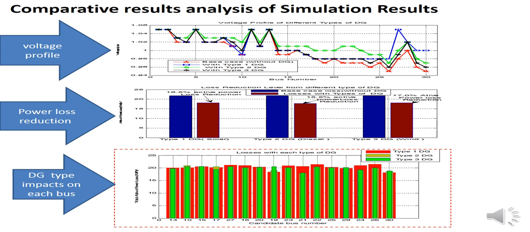The impacts on each bus are displayed here. You can see that this red type 1 DG impact on each bus has a higher impact or improvement in the network compared to the others.